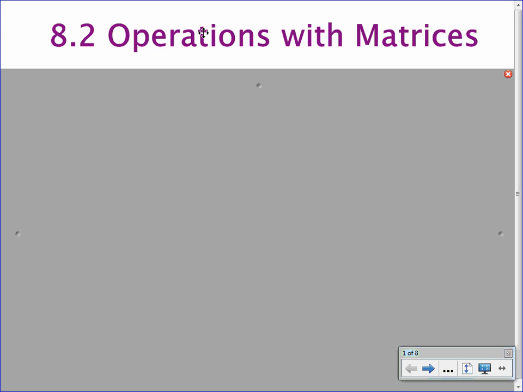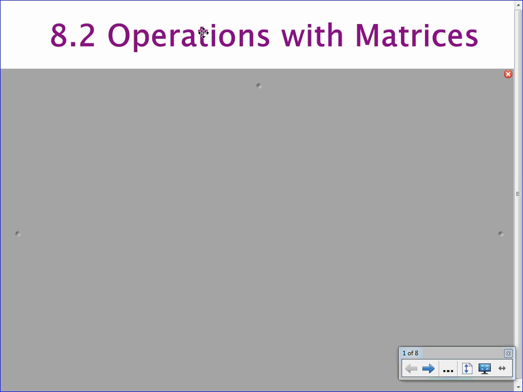Right. Today we are going to talk about operations with matrices. Yes, your calculator can do all of these things, but we need to know how to do these by hand. I will remind you that the quiz and the test will be split by a non-calculator and calculator section.